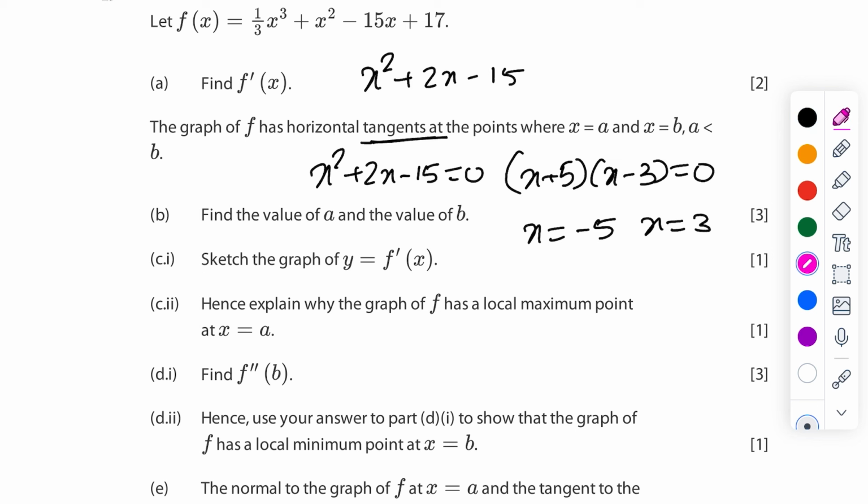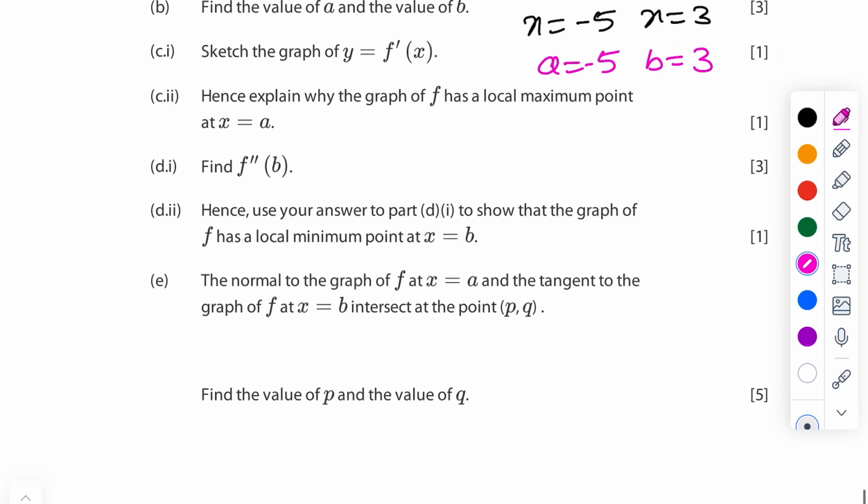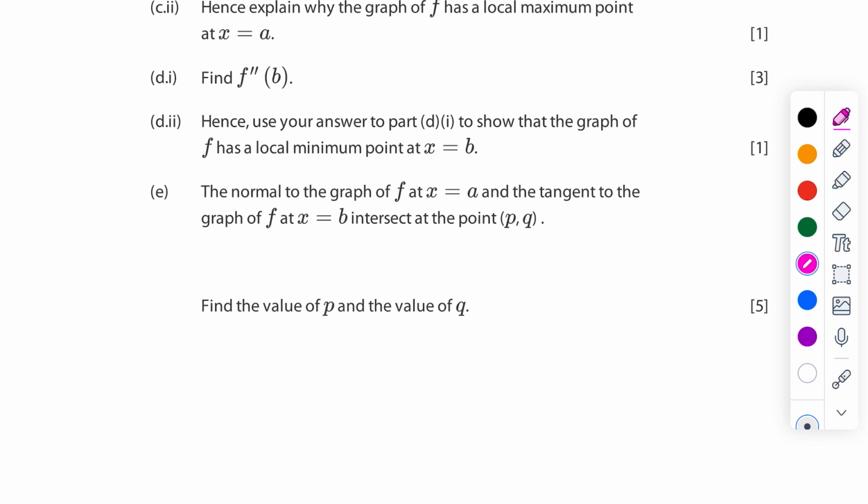And it is given that a is less than b. So a is negative 5 and b is 3. Sketch the graph of f prime x.